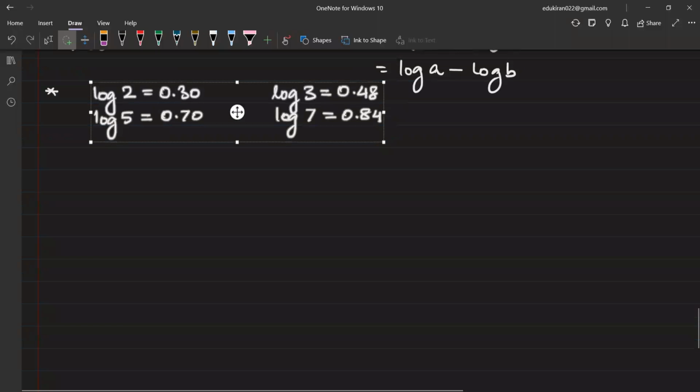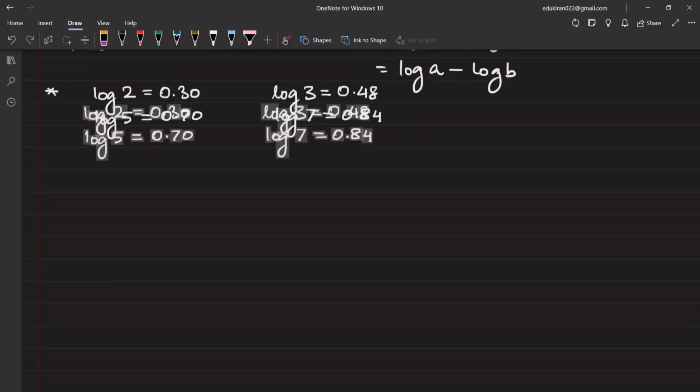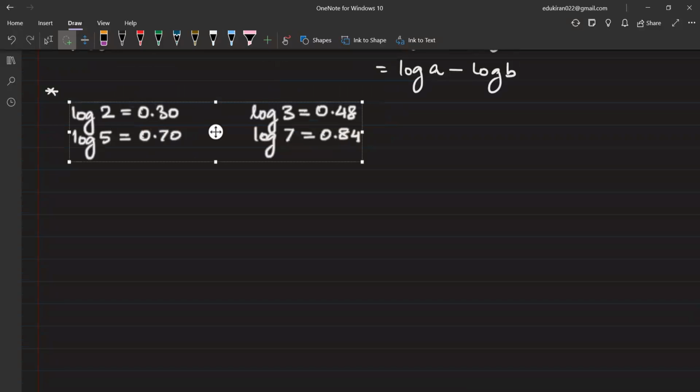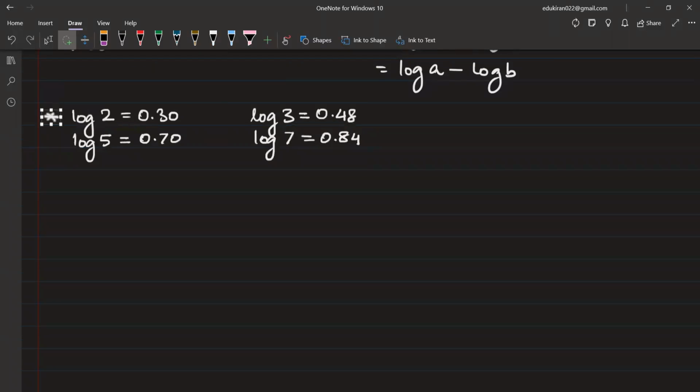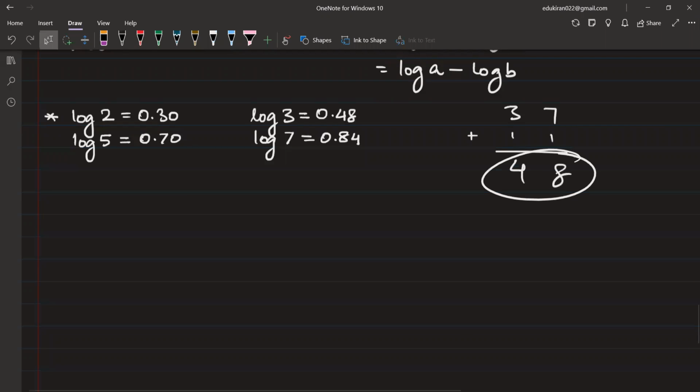Okay. Bilkul isi tarah notebook mein apne likha. Some people write log 2 and then log 3. There is a reason why I am writing it like this. As you can see, log 3 and log 7 are very similar. If you remember log 3, you should remember log 7, and if you remember log 2, you should also remember log 5. For log 2, 0.30, you just have to increase one number. From log 5, you have to increase two numbers. Also, it is very similar because see, 3 and 7, you add 1 to both of them and you get 4 and 8. Like it is 48 and 43, and it is 84 and 47. Theek hai? So write this down.